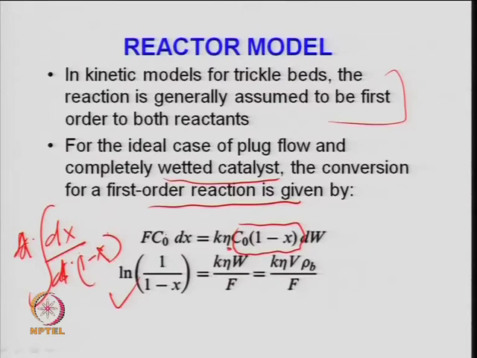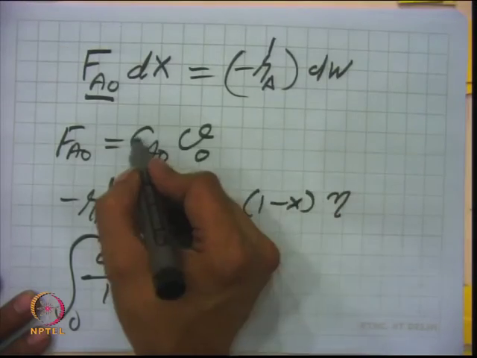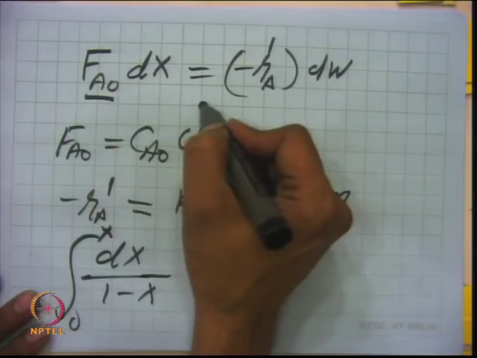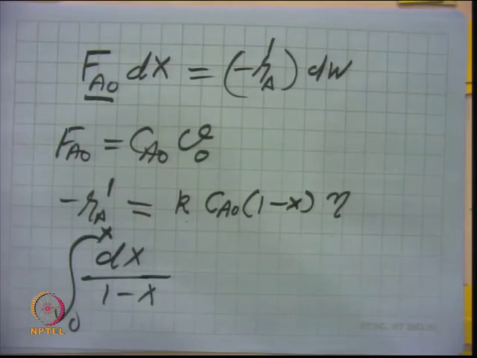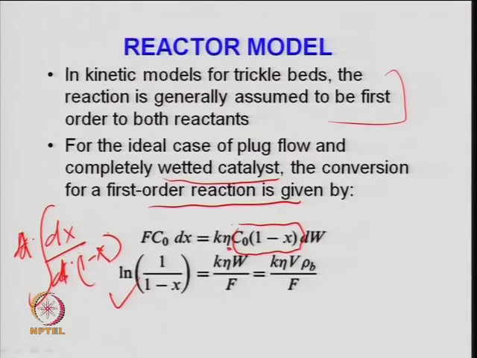So, C naught gets cancelled. F A naught is C naught into V naught, but here it is written only in terms of the volumetric flow rate. So, C naught and C naught both are common and get cancelled here. Finally, you have k eta and this W, now divided by F.